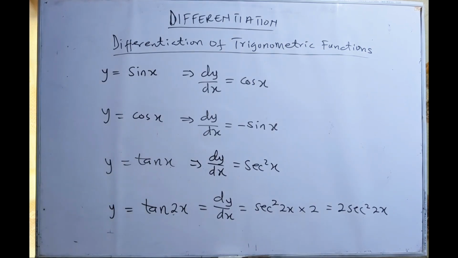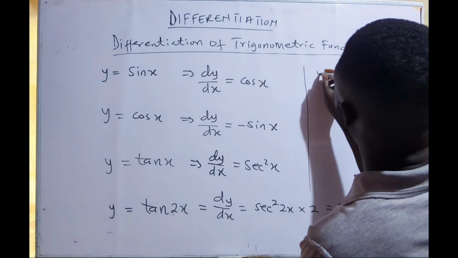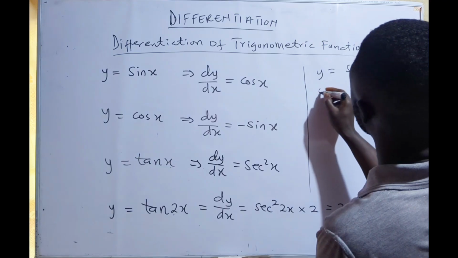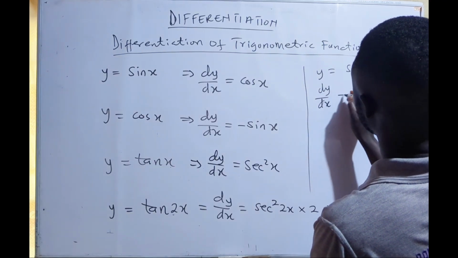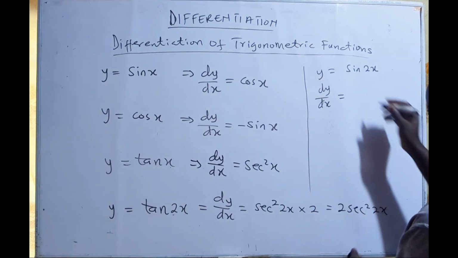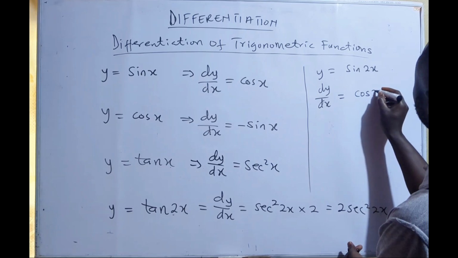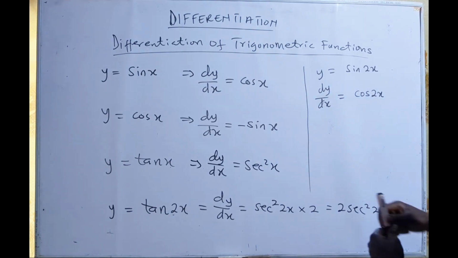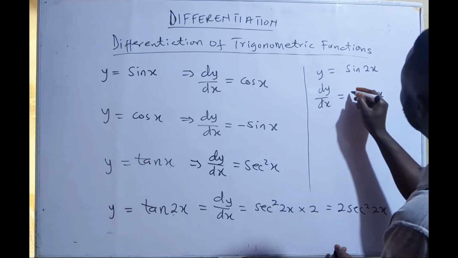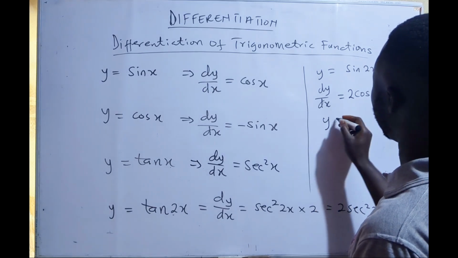The same applies if it is sine. Let's say I have y is equal to sine 2x. Then my dy/dx is going to be what? If I differentiate sine, it will give me a cos. So I'll differentiate the whole of this, which gives cos 2x. Then I'll differentiate the 2x. If I differentiate 2x, I'll get 2. So I'll multiply by this: 2 cos 2x.